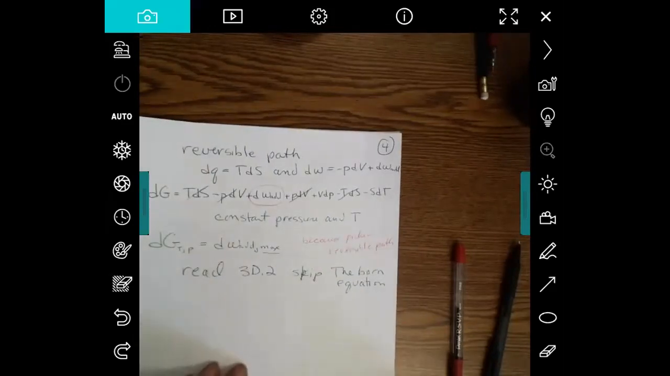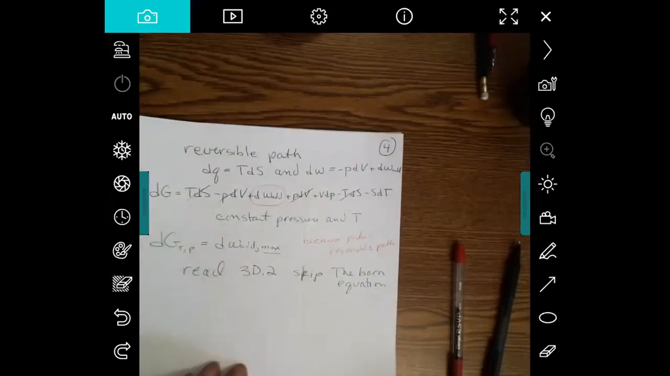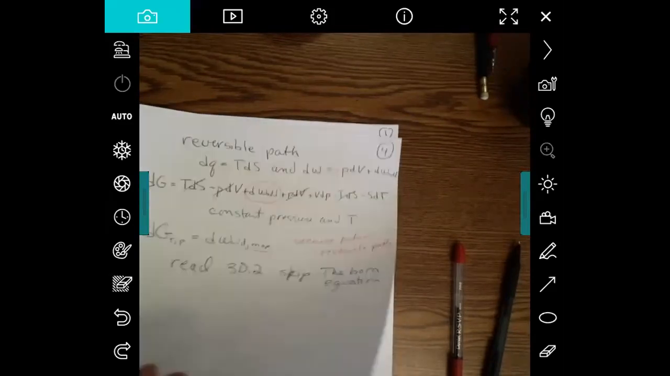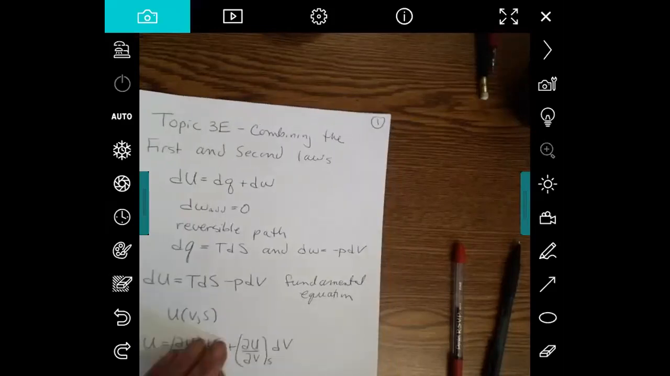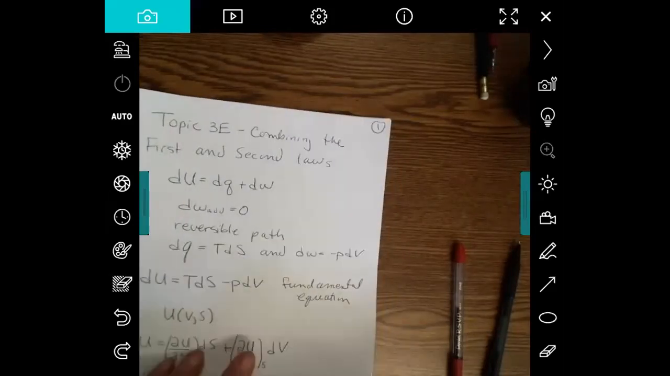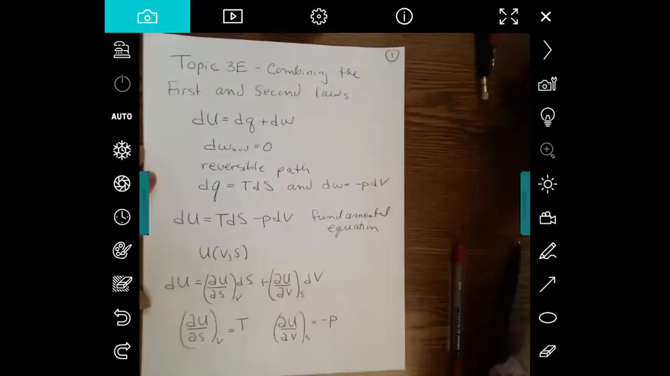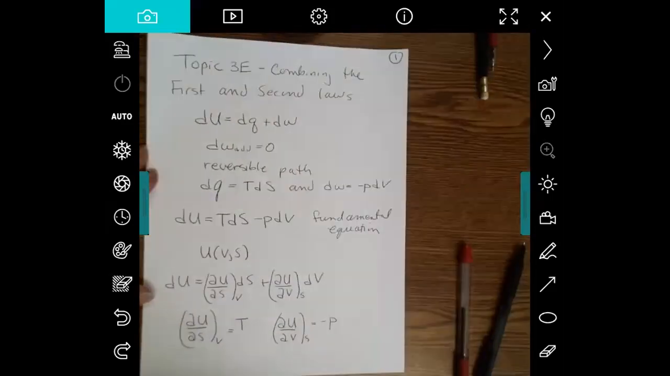So we are going to skip the Born equation. That won't be useful for our journey to understanding equilibrium. So I think I'll go ahead and do this last section in the same video. You can always stop it if you want to take a break.